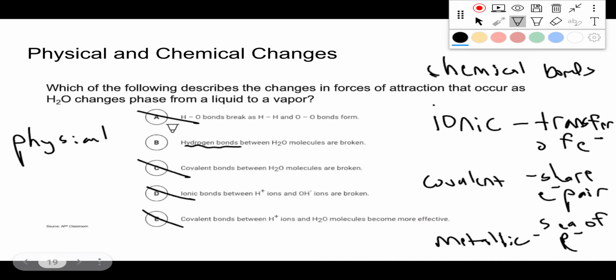So the answer for this one is going to be letter B, hydrogen bonds between H2O molecules are broken. Even if you don't know intermolecular forces, you still can problem solve because you should know the three basic types of chemical bonds.